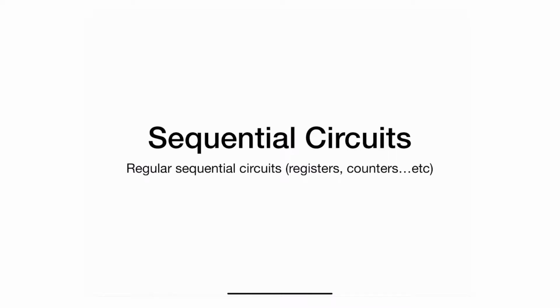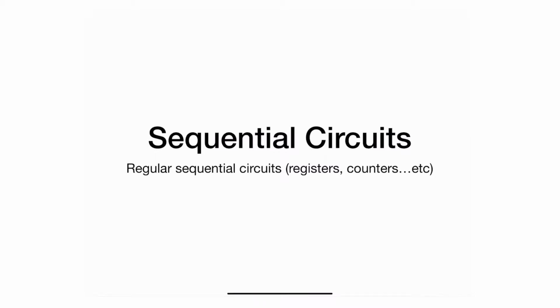We call them regular because they exhibit some regular patterns, like registers or counters. For example, a counter increments by 1 or by a very specific number, so it has a very regular pattern. So we're going to call them regular sequential circuits. We're going to start the module by talking about these and how we implement them using SystemVerilog, and towards the end we're going to talk about finite state machines, which are also sequential circuits, but they do not exhibit this regular pattern like the registers, counters, and other regular sequential circuits do.